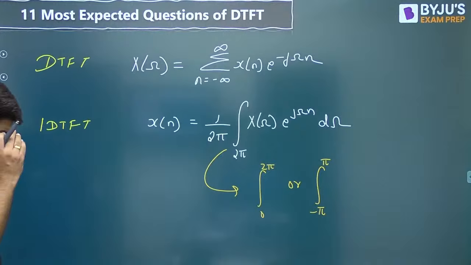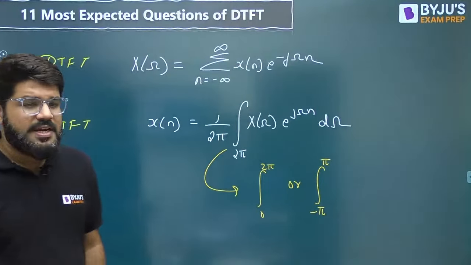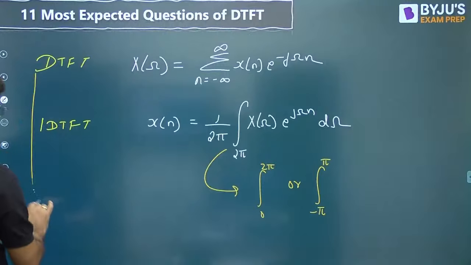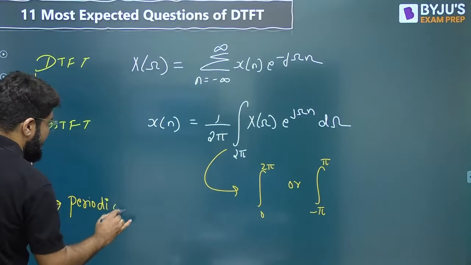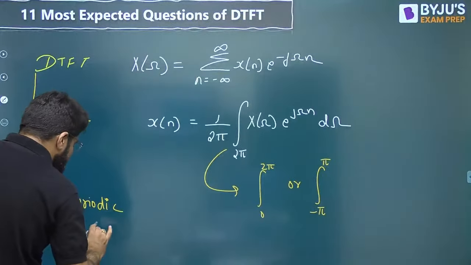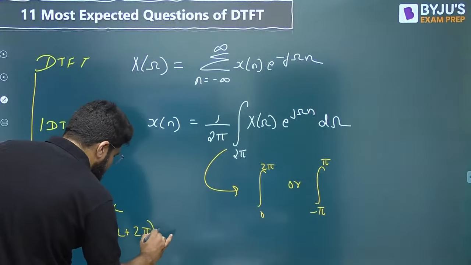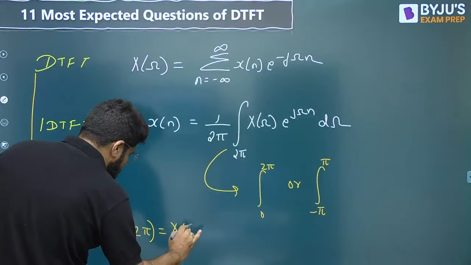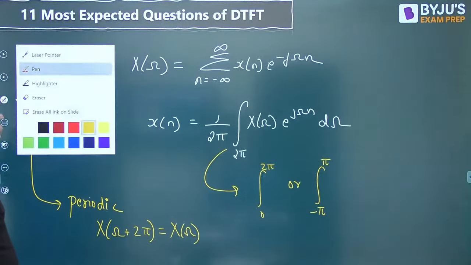Now guys, some more important properties that you can relate from here. Also guys, note that DTFT is always a periodic function. That is why while recovering the signal using the IDTFT formula, we take the information for only one time period. DTFT is always periodic with the period of 2 pi, that is X(omega plus 2 pi) is equal to X(omega).